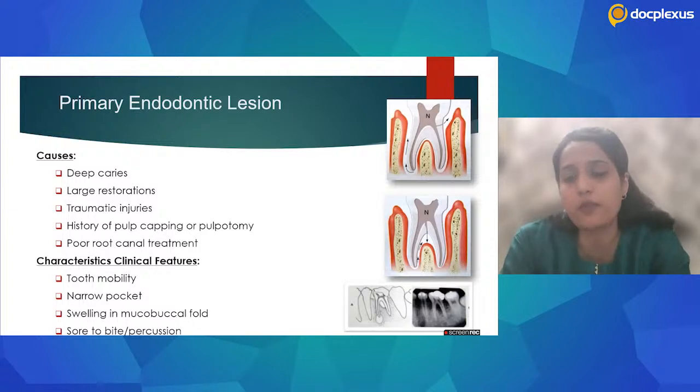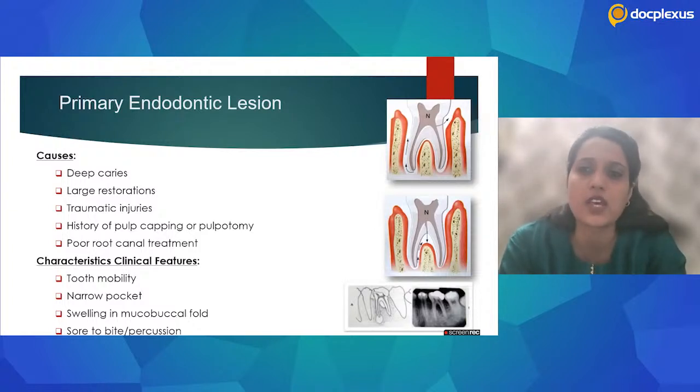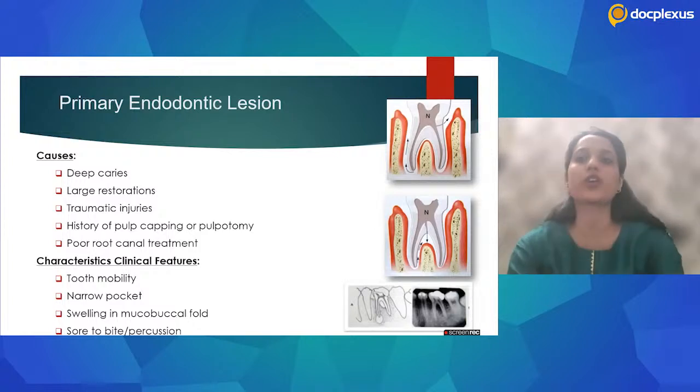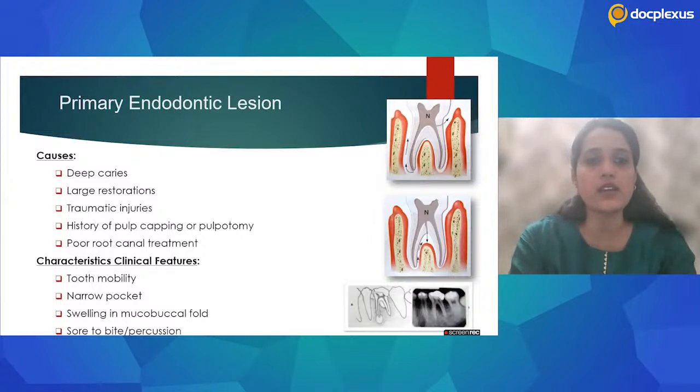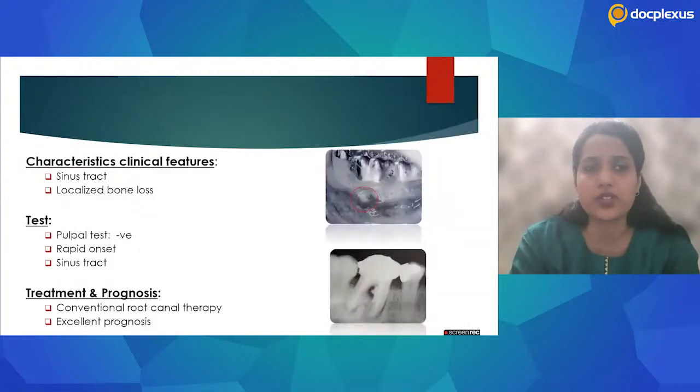We'll go for visual examination, palpation, probing depth, sinus tracing, and then we'll continue. Tooth mobility in primary endodontic lesion should not be much, but if it is a vertical fracture or any other cause, then maybe tooth mobility will be high. Narrow pockets will be present if checked, or periodontal pockets will be present. Swelling may not be present. It will be tender on percussion, basically on vertical percussion.